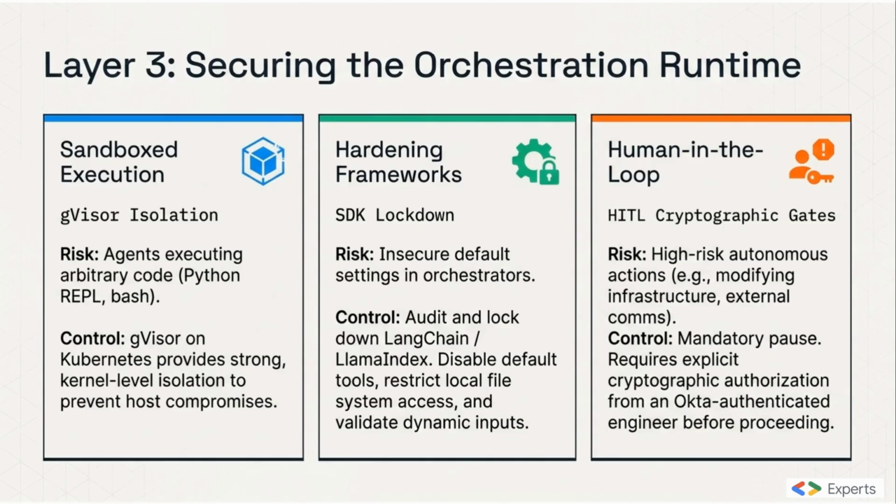Finally, introduce human-in-the-loop approval. High-risk operations such as infrastructure modifications or production deployments should always require human authorization. Autonomy should never replace accountability.